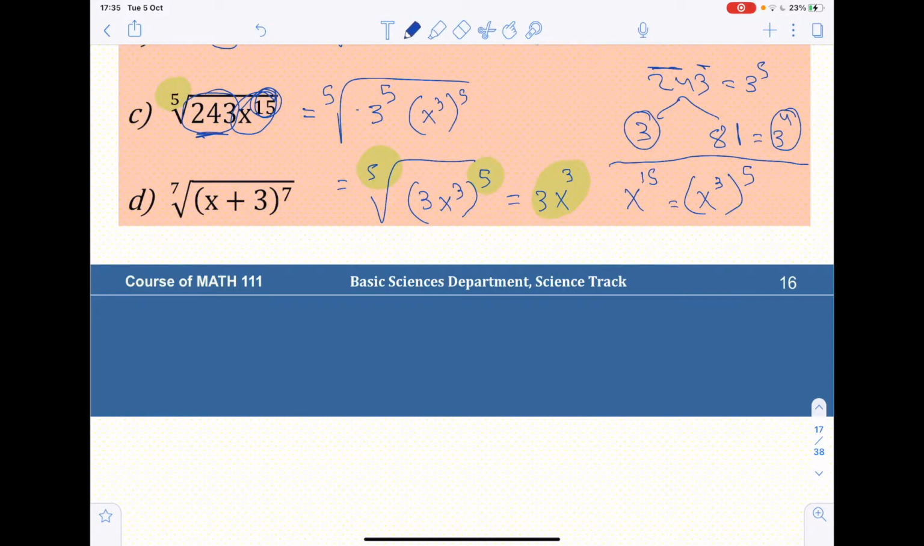Okay, now for this one, we have 7 and here we have 7, so it's ready. We don't have to do anything except just notice that if this is odd, you put the answer as it is, without absolute values. If it's even, we put the absolute values, but here it's not even, so I don't have to put the absolute values. So this is directly the answer.